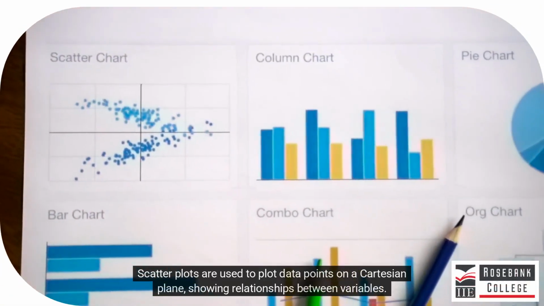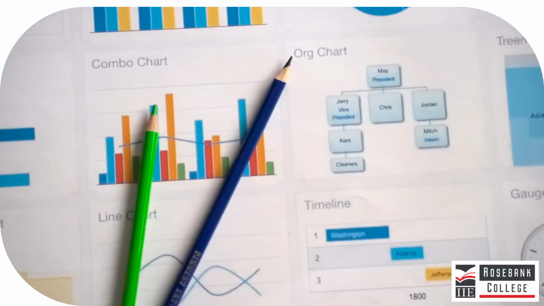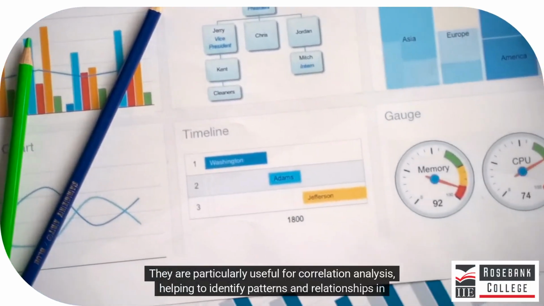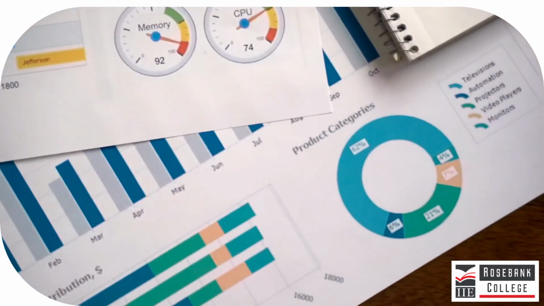Scatter plots are used to plot data points on a Cartesian plane, showing relationships between variables. They are particularly useful for correlation analysis, helping to identify patterns and relationships in data.